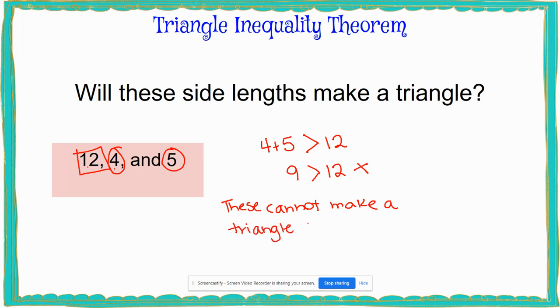And we can say to prove it, because the sum of the 2 smaller sides, 4 plus 5, is not greater than the third side, which is 12.